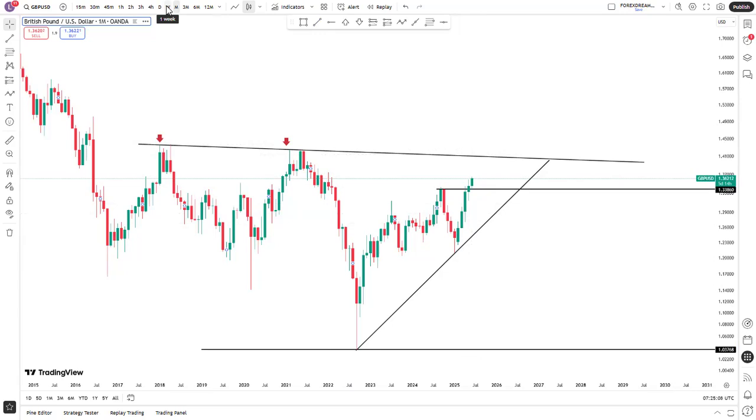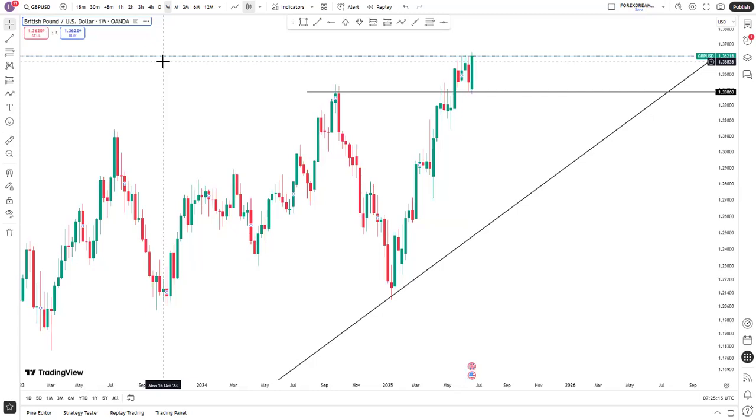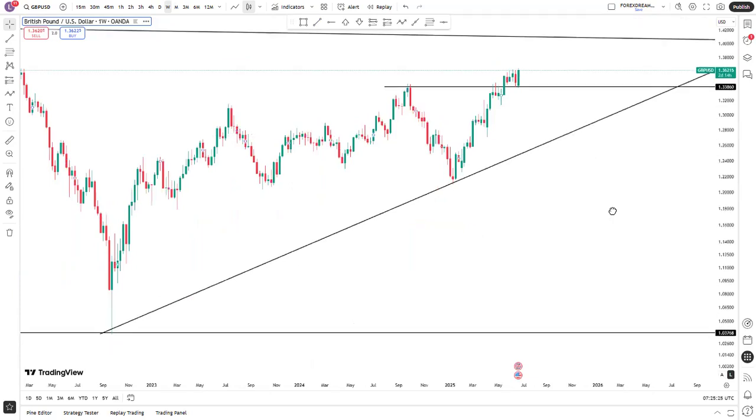So now let's move to weekly. Remember, the pattern that you're going to take will correspond with the direction of the market. This is the weekly time frame. Look at how simple this was.